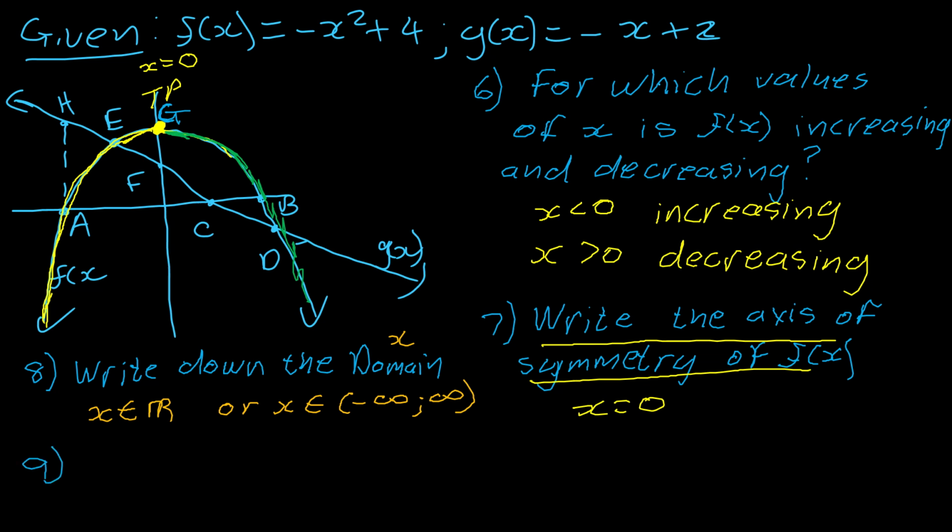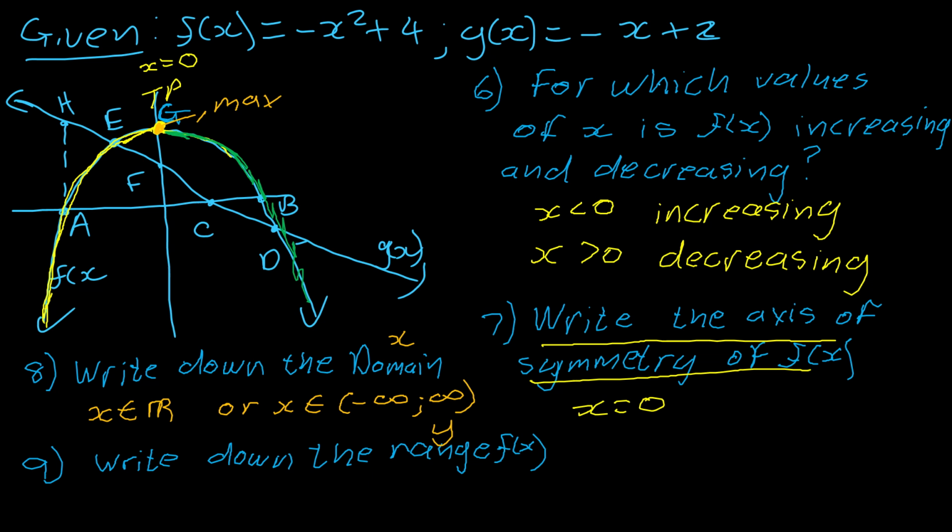Alternatively, I can also ask you to write down the range. Now, the range has to do with all the y values. So basically what I'm asking you is, what y values are we using, in this case, for f of x, the parabola. Now, first thing you do here, you go to the turning point and you figure out, is this a minimum or a maximum? So if it's our highest point, then it's a maximum. If it's the lowest point, then it's a minimum. In this case, it is the maximum.